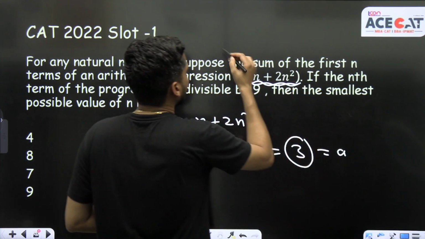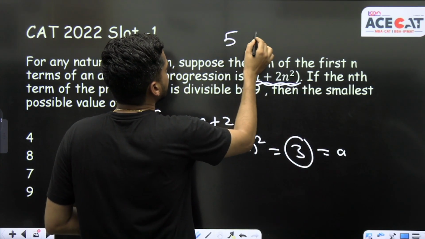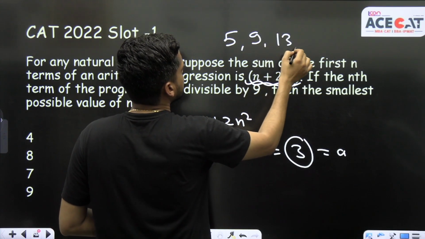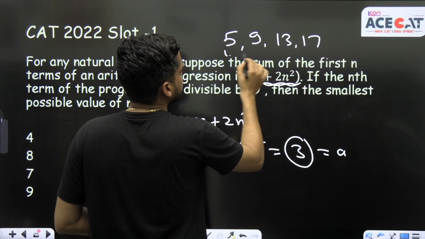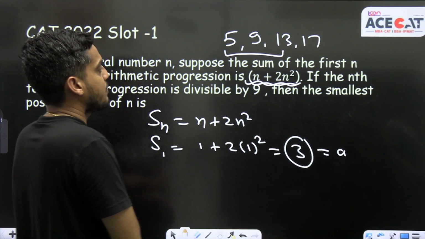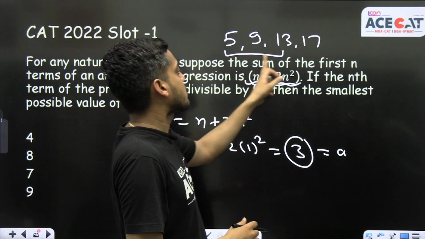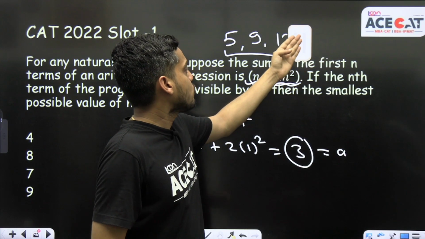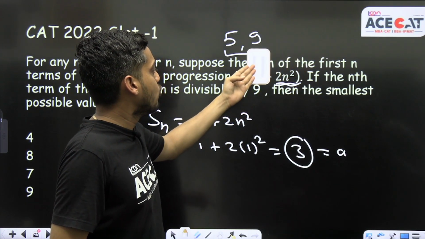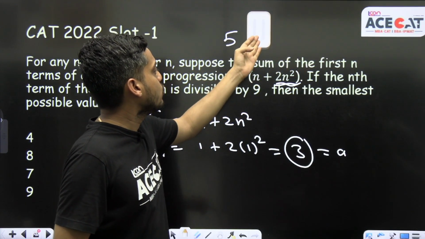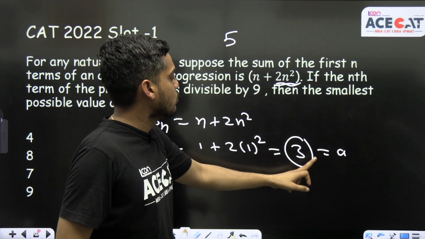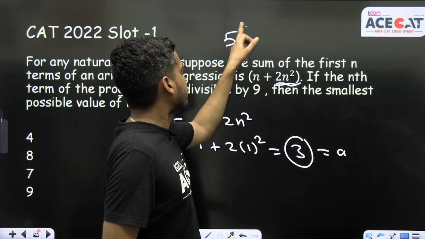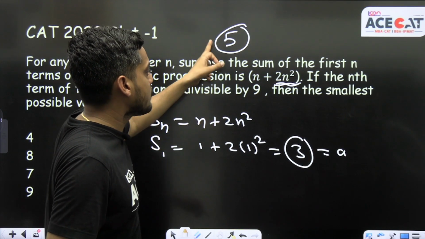Yes or no? Okay, I am writing an AP for you: 5, 9, 13, 17. What is the sum of three terms of this AP? You will say sum of three terms is 27. Sum of two terms is 14. Sum of one term is 5. So do you agree with me? Sum of one term is equal to the first term only, first term of this AP only.